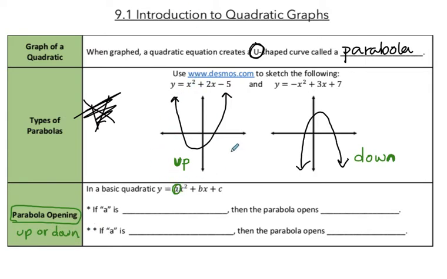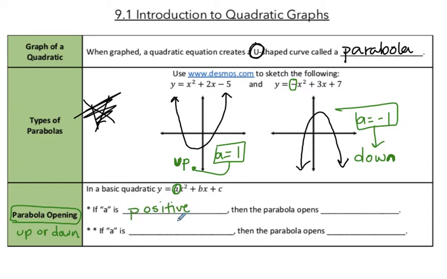So in this case, if I look at my value here, I have a equals 1. A equals 1 was opening up. In this case, I have a negative a, so I have a equals negative 1, and that told me to open down. This is our basic characteristic here. If a is positive, so any positive number out front of x squared, then this is going to be a parabola that opens up.